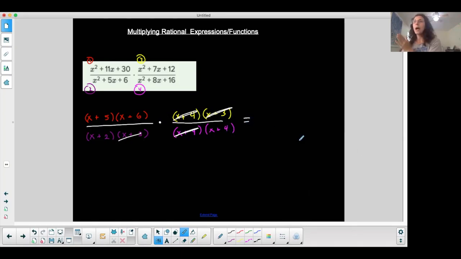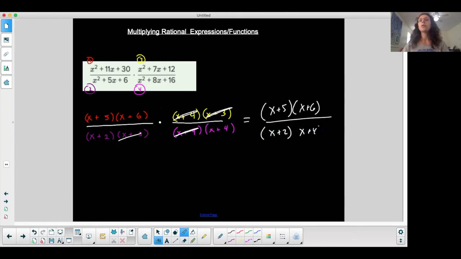Now I'm going to go straight across the top, multiplying everything: x plus 5 times x plus 6 times, technically, 1 when there's nothing left. Across the bottom: x plus 2 times 1 times 1 times x plus 4, so x plus 2 times x plus 4. I see nothing else in common on the top and bottom here. I can't write perfectly on this, but nothing else to cancel. So here is my final product, and it could also be multiplied out if you want to represent it as a polynomial without being factored, but this is my final case.